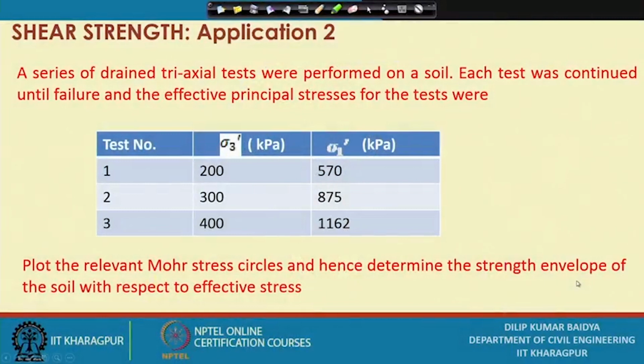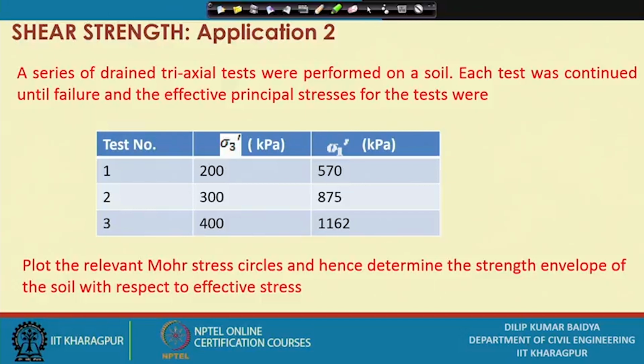There was a test, a series of drained triaxial tests. Drained triaxial test means what? Actually, this is consolidated drained. When it is mentioned as a drained test, it means it is a consolidated drained test, because we do not do it without consolidation and draining. So, that is automatically understood.